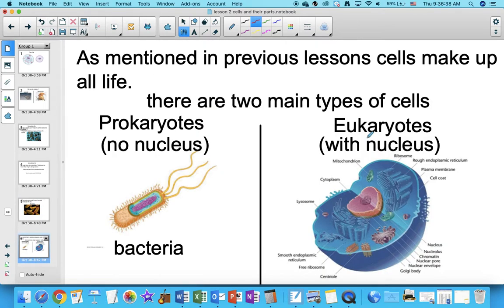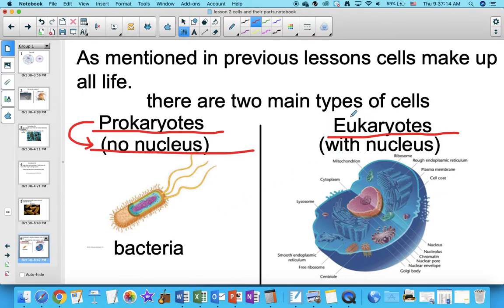So when we look in cells, we know that cells make up all life, and there are two types of cells. We have a cell type called a prokaryote and a cell type called a eukaryote. Now, the literal definition of these words, prokaryote means before kernel, but we're not going to use the word kernel. We're going to replace karyotes with nucleus, and pro means before, or you could just say no. So prokaryote basically means no nucleus, right?